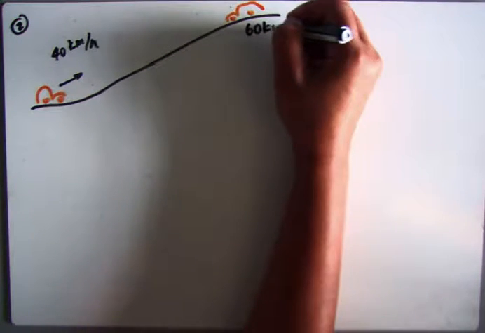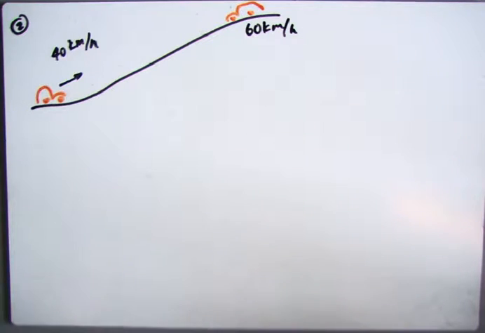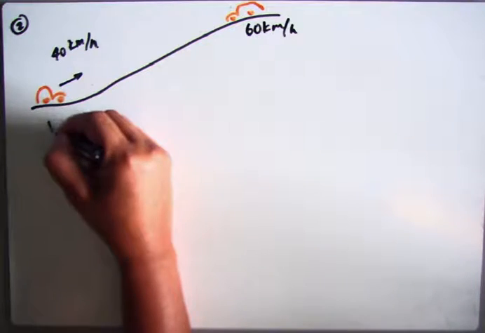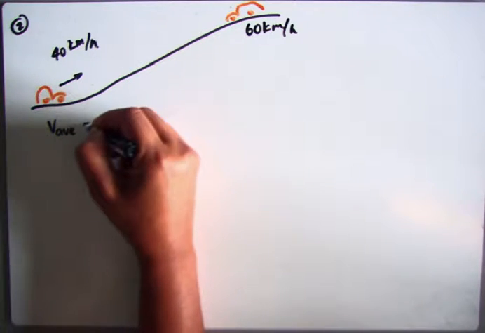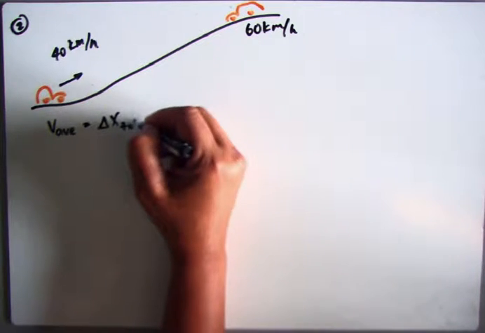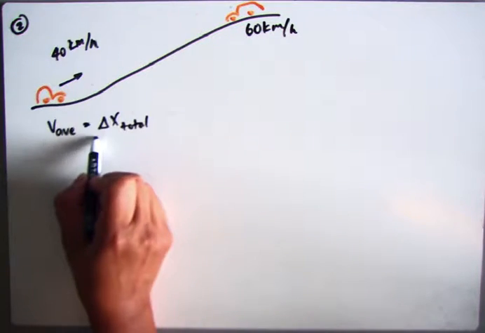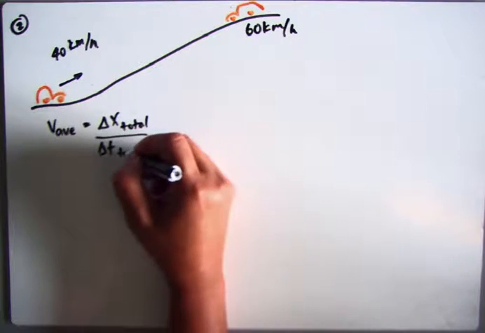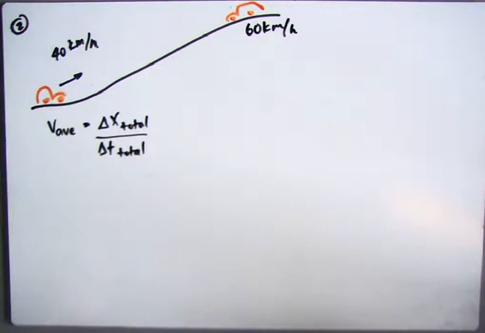60 kilometers per hour. And on first glance, you would say, well, that's pretty straightforward. It's just 50 kilometers per hour. But that's not exactly true. Average speed, remember what average speed is. V_av, that's average speed, is equal to the total distance, so delta x total, divided by the total time it took, delta t total. So what we need to figure out is the total distance and the total time.